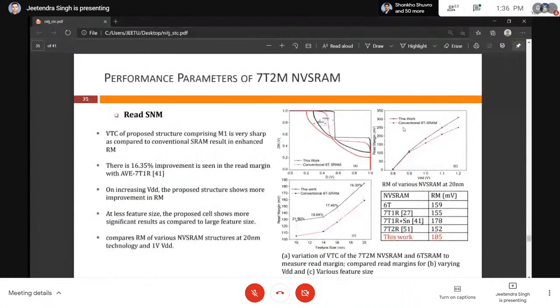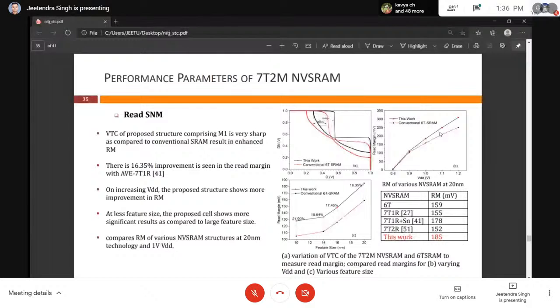We can also compare the static noise margin, read noise margin, and the write noise margin. It can be seen that this cell shows a 16% improvement as compared to conventional SRAMs, because we added a memory store at the source side of the SRAM cell. As this graph shows, as we increase VDD, the read margin increases in both cases, but the tendency to increase is higher in this cell as compared to the conventional one.